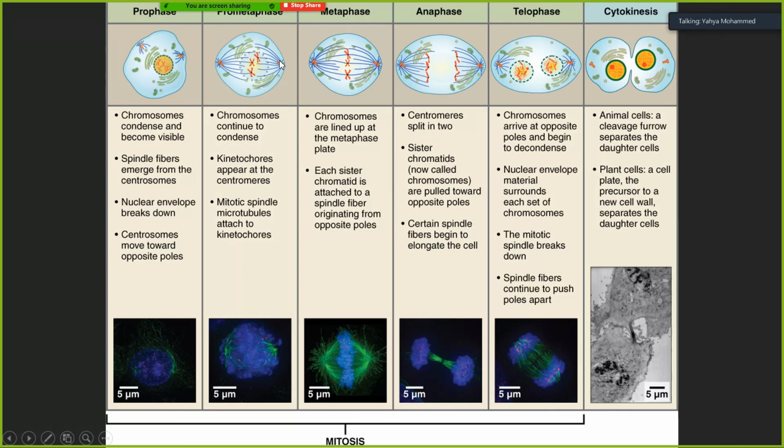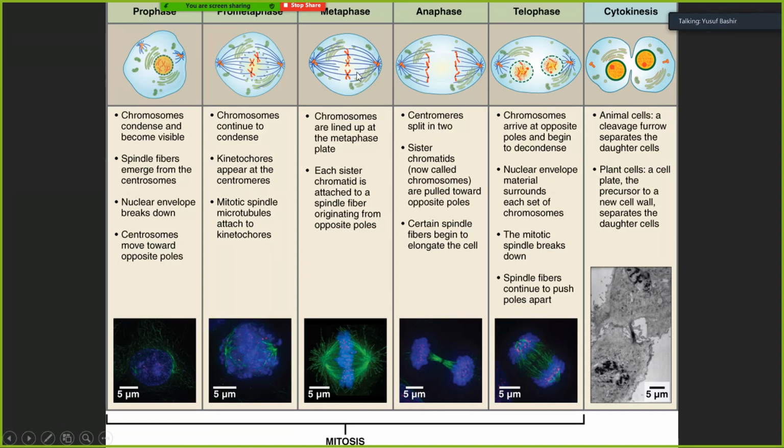Basically, what's happening is the spindle fibers are like ropes. Imagine they're like ropes being thrown at the chromosomes, and each one is going to pull the chromosomes to one side or the other, right? So the spindle fibers, you see these blue fibers coming out. Those are like ropes that go in and attach to all of these chromosomes right over here.